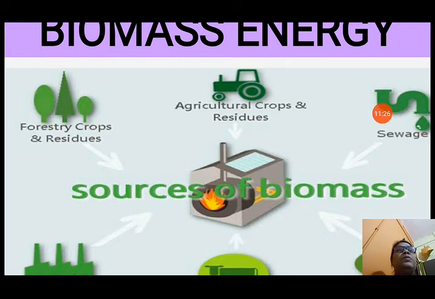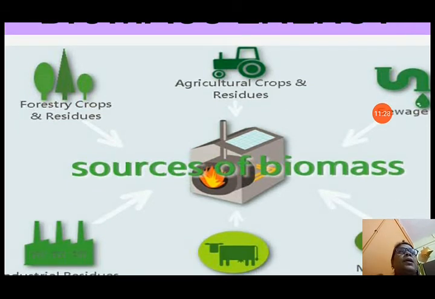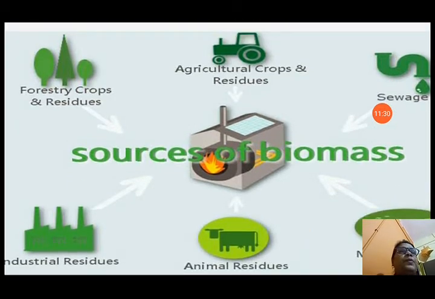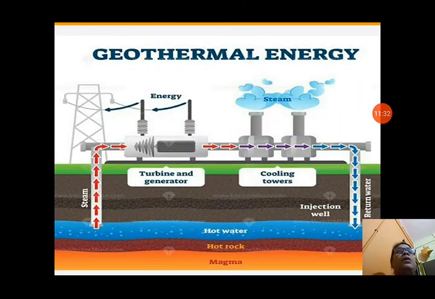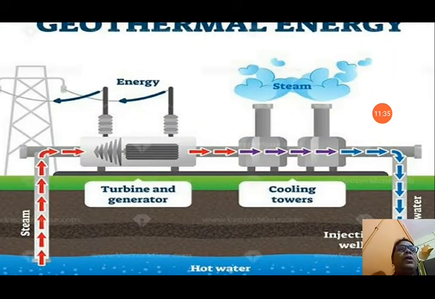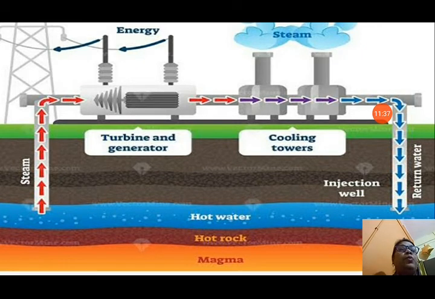Biomass energy, we are getting biomass energy from the natural sources. You can see the picture also. After that, geothermal energy we are getting from the hot water inside, and due to the heat of the earth we use this energy for producing electricity.